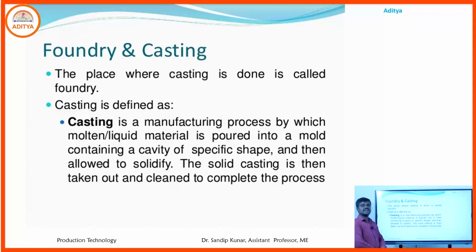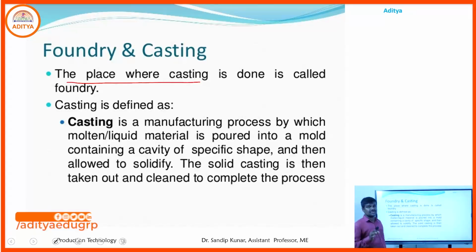First is foundry and casting. What is foundry? The place where we perform the casting process is called a foundry shop. Then what is casting? Casting is a manufacturing process by which we produce the casting product. What happens in that process? We pour the molten metal into the mold cavity. After pouring, the molten metal converts into a solidified casting product.